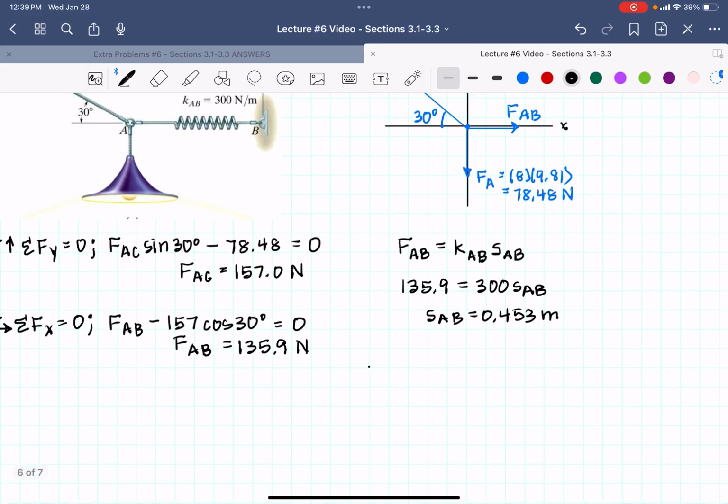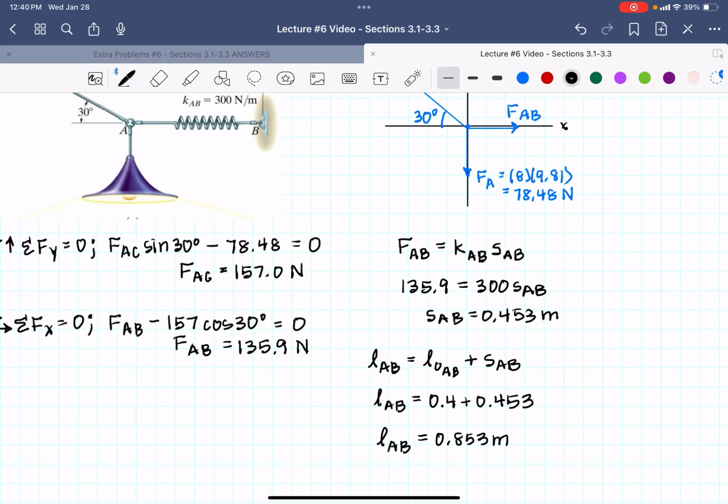So I know the total length that it is right now is going to be its undeformed length. So I'm going to call that L naught, or its starting length, plus its deformed length, which I know both of those now. So if I plug those in, I've got 0.4 for the initial length plus the 0.453 for the stretched length. So I know the total length now that it's been stretched is 0.853 meters. And that is my answer.